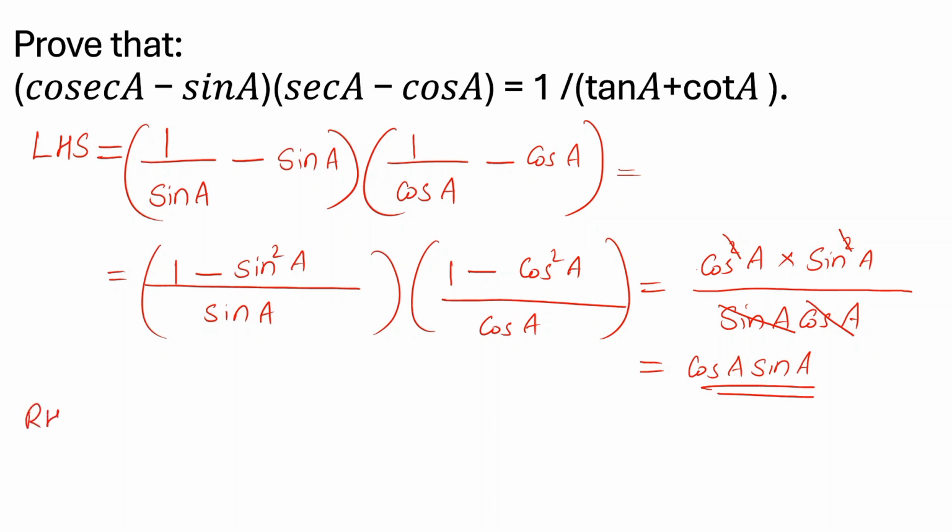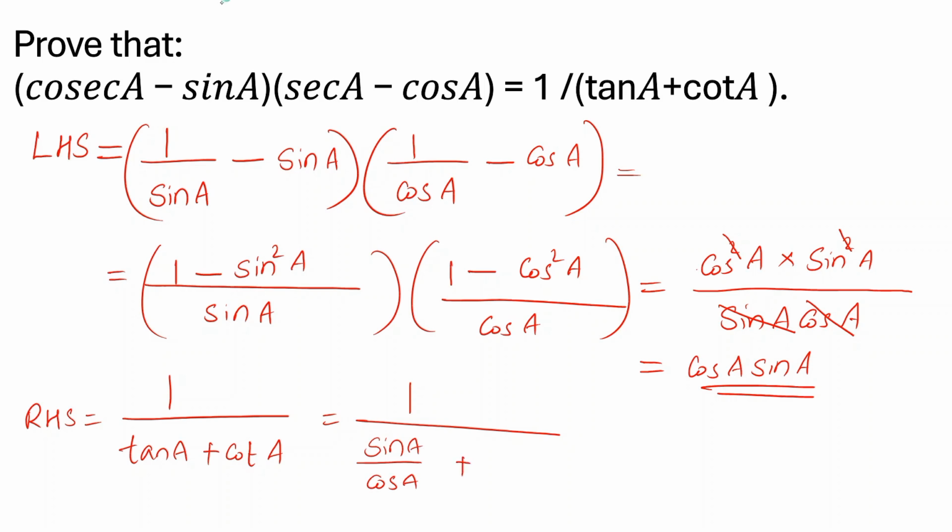And we can take the RHS. Okay, we should get the same form for RHS. 1 by (tan A plus cot A). Okay. Instead of tan A, I can write sin A divided by cos A. Instead of cot A, I can write cos A divided by sin A.